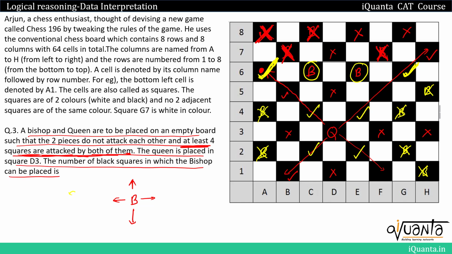So the correct answer to this question would be 2. The statement that was given to us in the question, at least 4 squares are attacked by both of them, means that a particular cell has to be attacked by both the queen and the bishop in common. So that is how we solve this question.